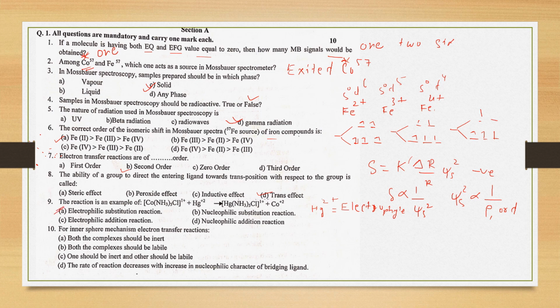It is electrophilic substitution. For the inner sphere mechanism of electron transfer reactions, both complexes should not be inert, nor both labile; one should be inert and one should be labile. The rate of reaction decreases with increasing nucleophilic character of the bridging ligand. So the answer is one should be labile and one should be inert. After completion of the reaction, the labile complex turns into an inert complex and the inert complex turns into a labile complex. So this is the thing.